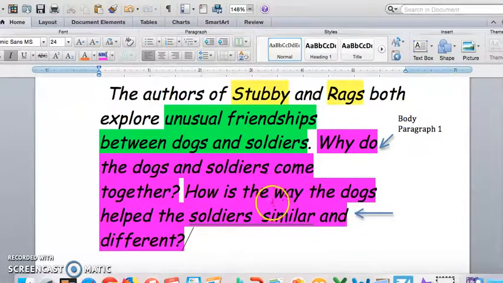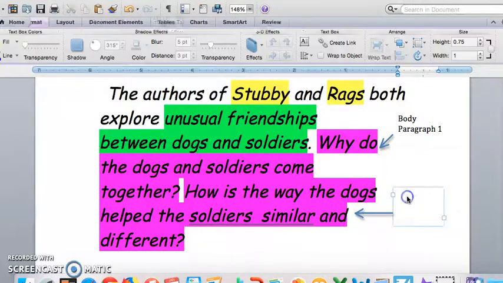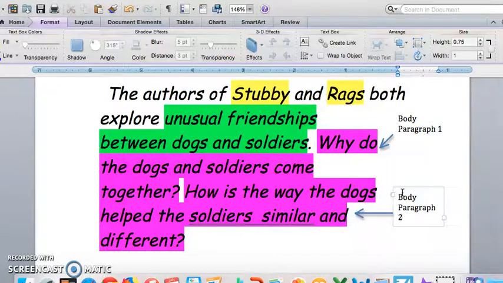Okay, so this question tells me that the dogs are going to help the soldiers. And it's going to be similar for Stubby and Rags, but there will also be some things that will be different. And this question is a how question. So I'm going to have to really describe how that happened. What did the dogs do to help the soldiers? How is that similar? How is that different? And then, of course, this will go into my body paragraph number 2.